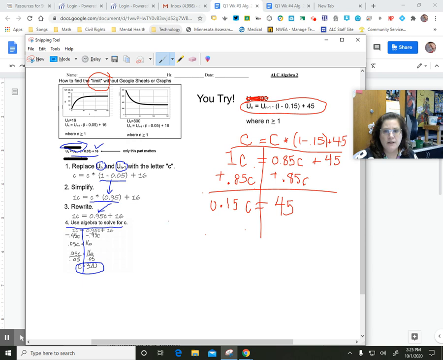All right. Last but not least, right now this says 0.15 times C. How do you undo multiplying? You divide. So I'm going to divide by 0.15. And whatever you do to one side, you do to the other. All right. And I'm going to go to my little calculator and type in 45 divided by 0.15. And I get 300. All right. So 300 is my answer.